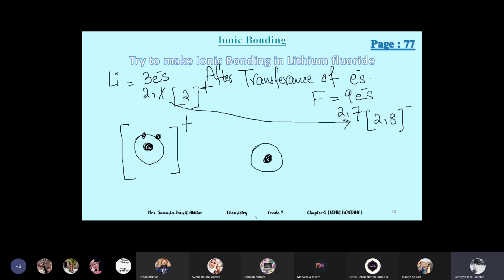It's your choice. If you want to write what is inside the nucleus, you can write the number of protons or neutrons there. And if you don't write, it's also fine. The main thing is the arrangement of the electrons and the square brackets and the sign, which I told you.